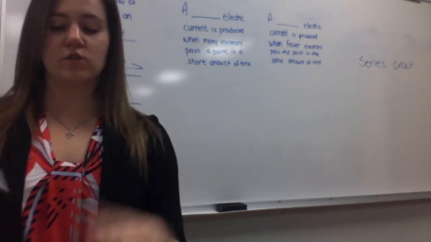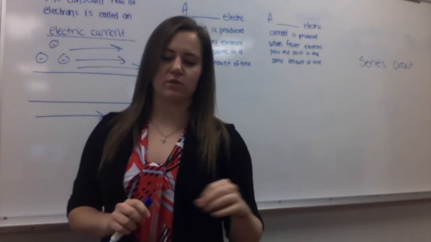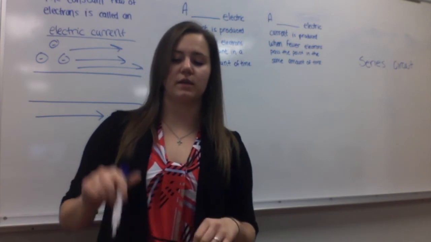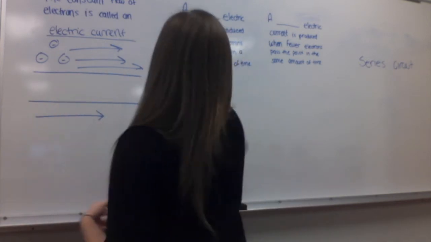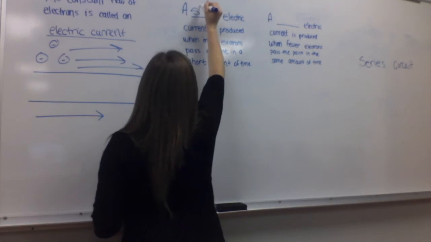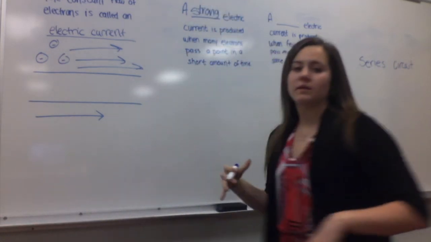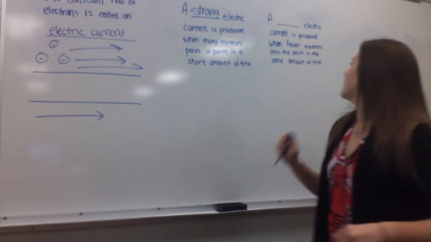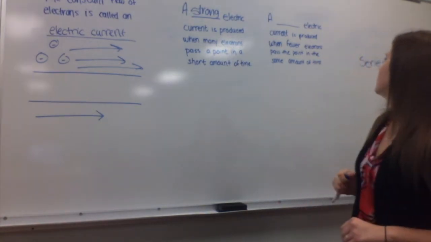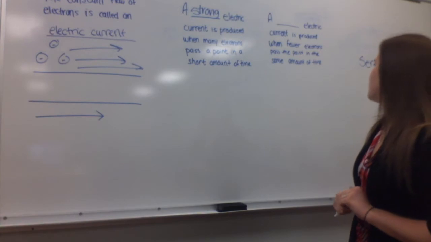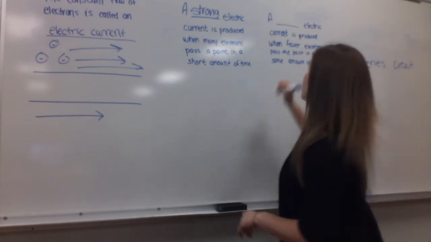So, a strong electric current is produced when many electrons pass a point in a short amount of time. So in your blank, you're going to say strong. Now, the other half of that is that a weak electric current is produced when fewer electrons pass the point in the same amount of time.